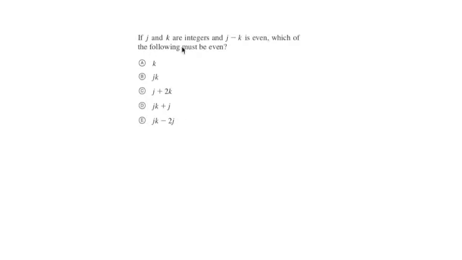If j and k are integers and j minus k is even, which of the following must be even? An even number is a number which can be divided by 2 with an integer or whole number result. So here are some examples.